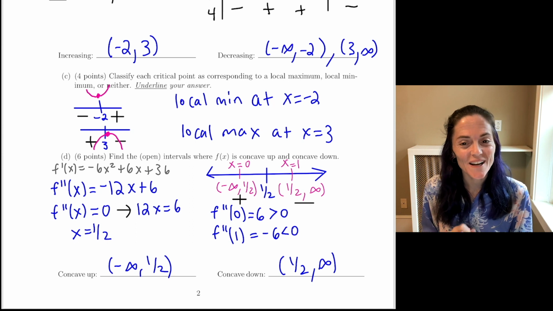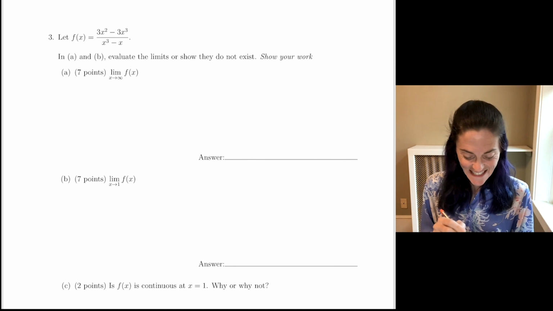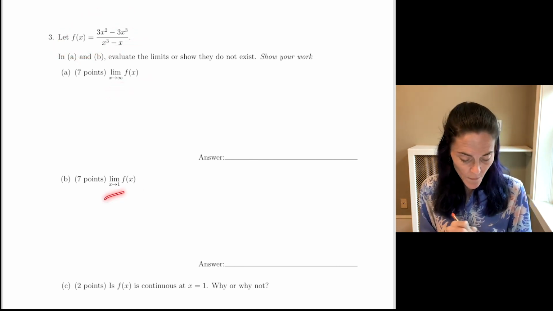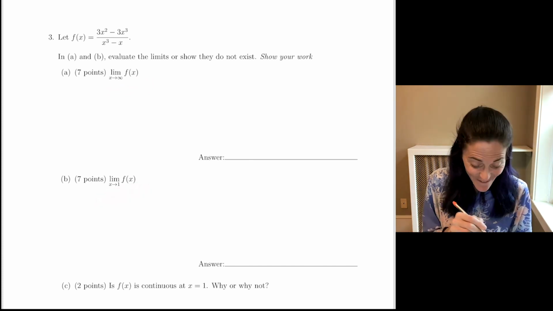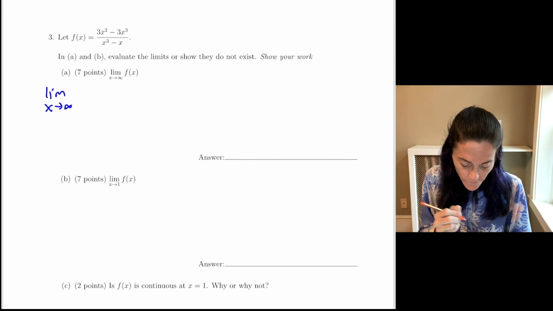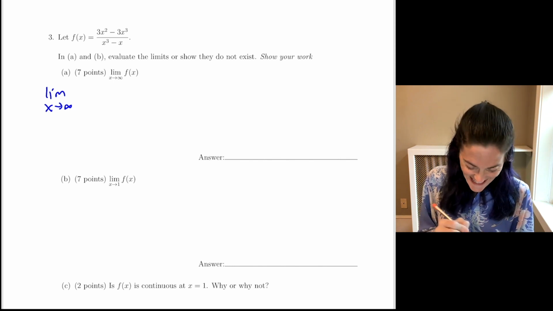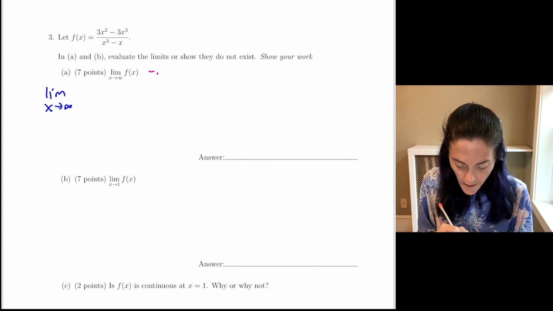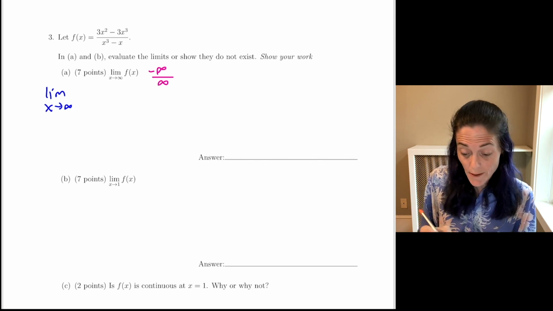Okay, let's move forward. Next question is a question about limits. We have one function, which is given here. We want to calculate the limit as x goes to infinity, and we want to calculate the limit as x approaches 1. And then we have a question about continuity. First of all, let's do the limit at infinity. If we want the limit as x approaches infinity of this function, we can think about this: the numerator is going to negative infinity, the denominator is going to positive infinity, and this is an indeterminate form.